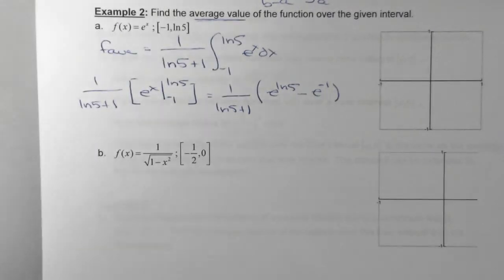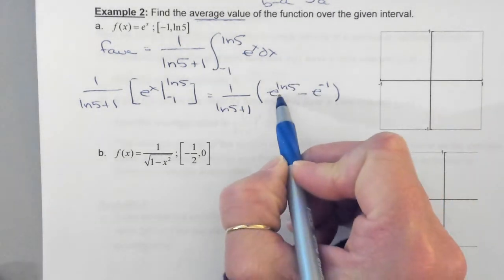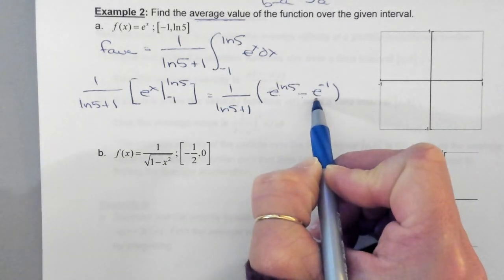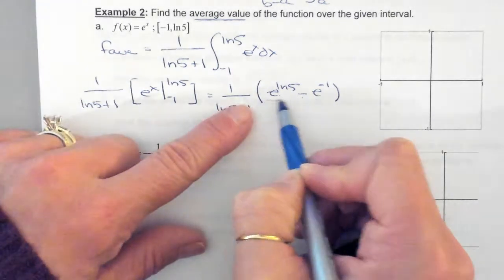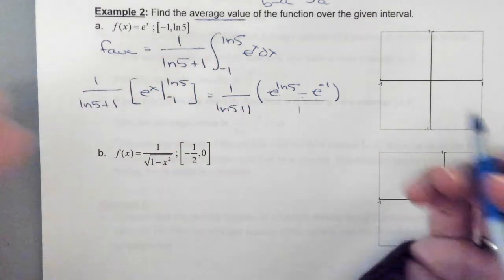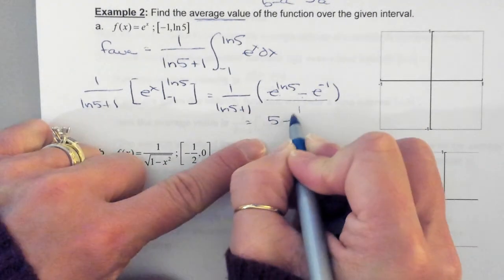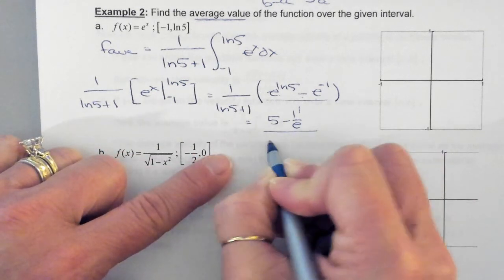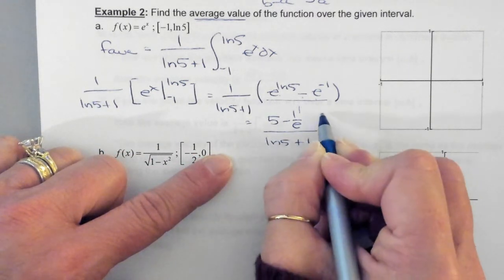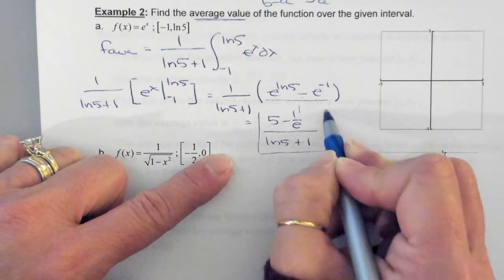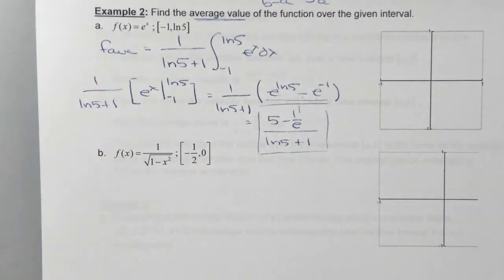What is the value of e to the natural log of 5? It's just 5. So this is 5 minus 1 over e, right? Or e to the negative first. Isn't this all in the numerator? So then you just write it as one fraction. This is 5, and you can either write this as minus 1 over e or e to the negative first, over the natural log of 5 plus 1. That's it. That's all you can do. And what we're saying is that is our average value. That is the height, to find the area under the curve.